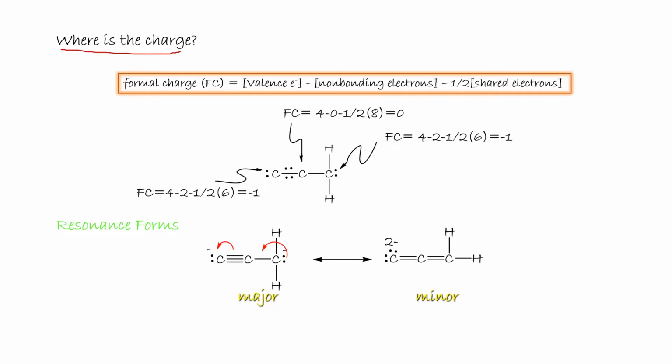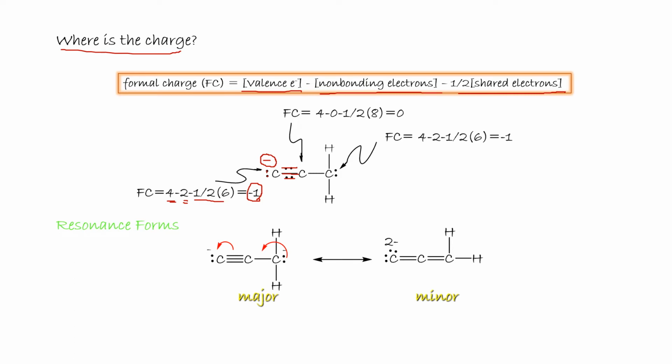But where is the charge? Again, formal charge equals valence electrons minus non-bonding electrons minus half the shared electrons. For this carbon, we have 4 valence electrons minus 2 non-bonding, then we have 1, 2, 3, so 6 electrons in here. Half of it, 3. 4 minus 2 minus 3 is minus 1. So this carbon has a formal negative charge.